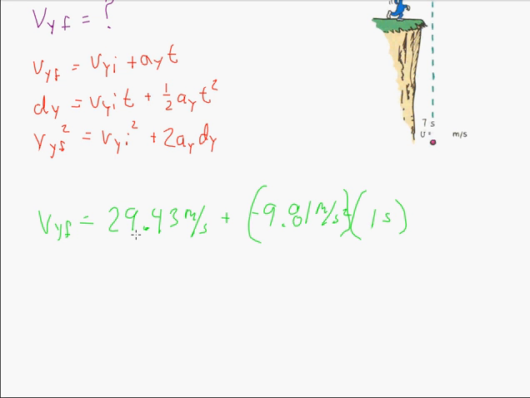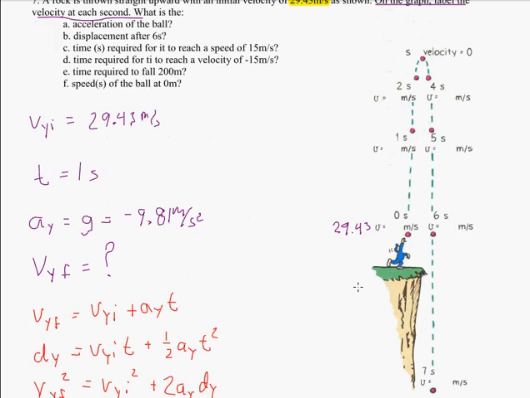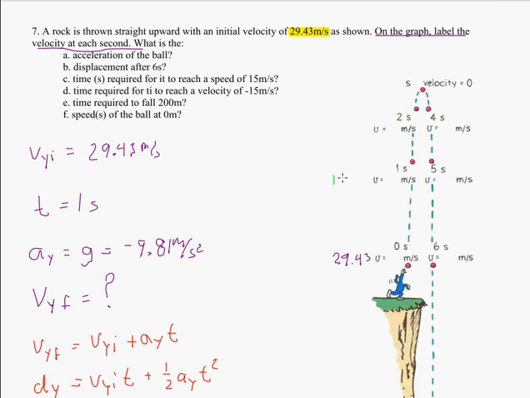Okay, let's plug this in your calculator. You're going to go 29.43 plus negative 9.81 meters per second squared times 1. And that's going to give you VYF equals 19.62 meters per second. When we come up here, that goes into this portion of your graph right here: 19.62 meters per second.